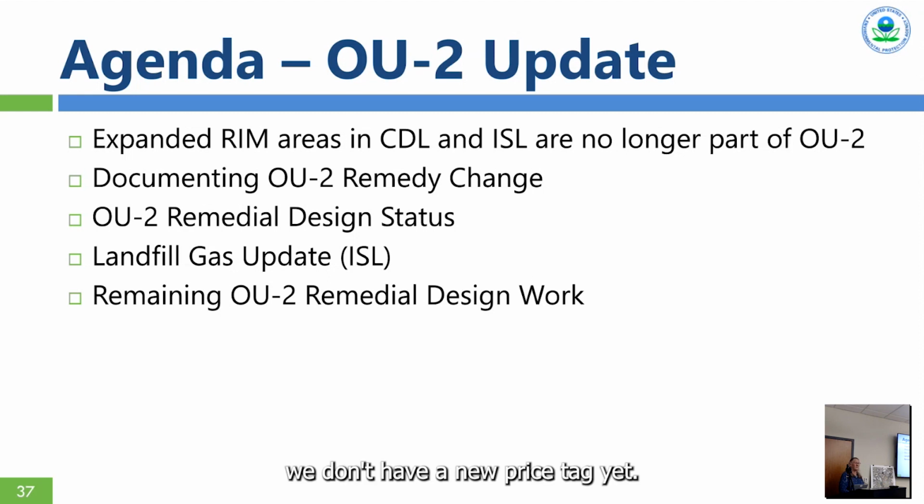We don't have a new price tag yet. The cost is going up, and that's one of the things that will be addressed in the explanation of significant differences. Because if the costs increase or decrease by a certain amount, then we're required to put out a document that says the costs are expected to change by X amount. And we do expect, just based on the size expansion of the site, there are pretty significant additional costs involved. The current volume estimate of what it's going to be, Tom was going to show that.